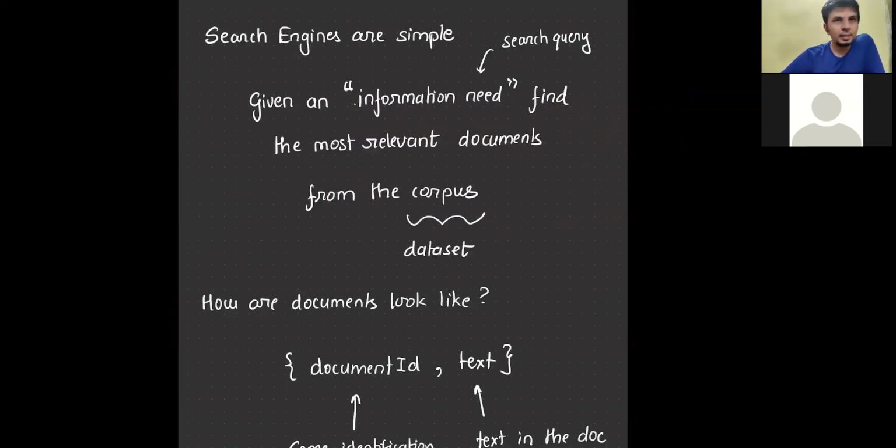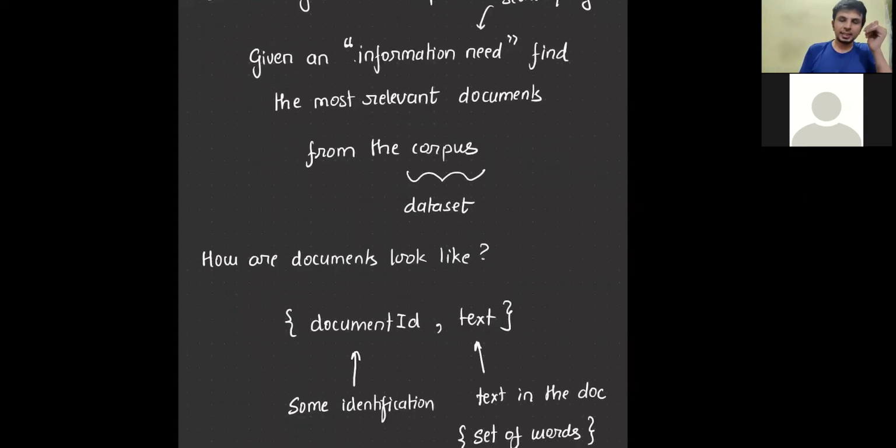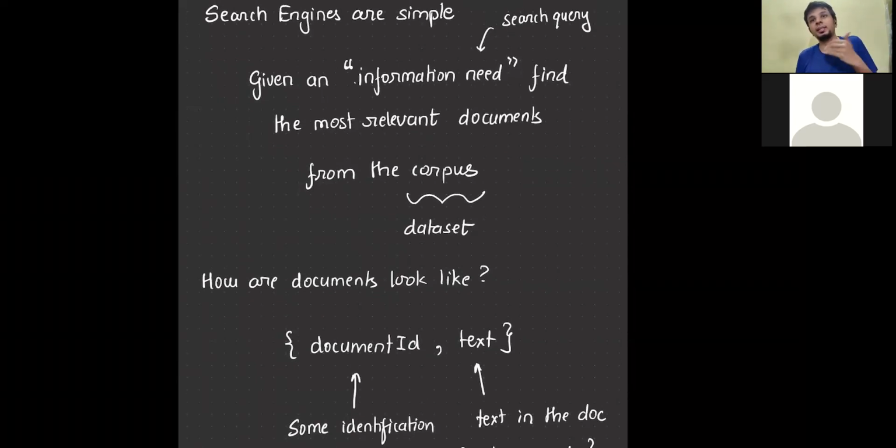So the idea is simple. What we need is, like any search engine, an information need: I want something, and that information need is thrown into the search engine, which pulls out the most relevant documents that would fulfill it. The collection of documents is typically called a corpus or dataset; corpus is the more standard term. And the search query that we fire is nothing but our information need, the things you type on Google when you search.